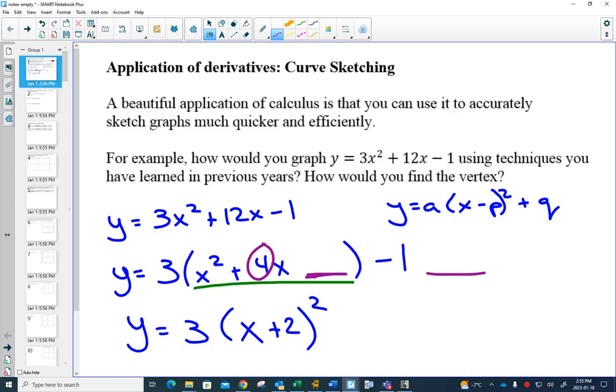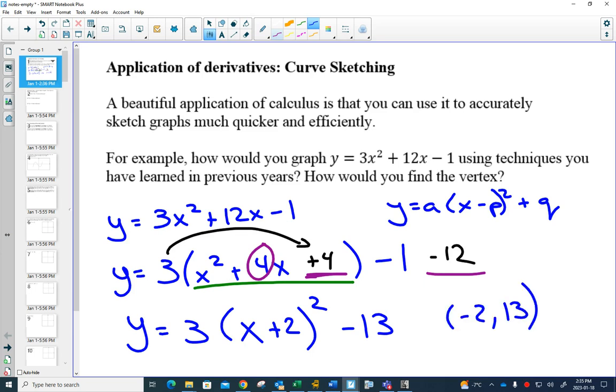Because what's needed to get this +2 is adding 4, but I can't just add 4 to one side of the equation, it makes it lopsided. So I should subtract 4 to make it balance. But actually I have to subtract 12, because that 4 was also multiplied by this 3. I actually added 12, so to compensate I needed to subtract 12, which would give me -13 here, and I now know my vertex is at -2, -13.